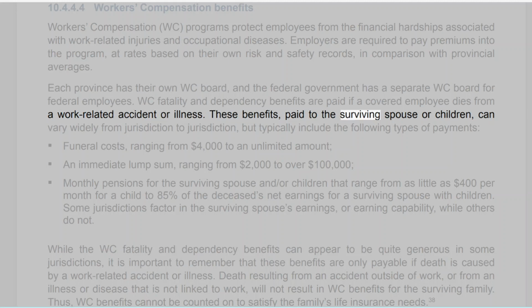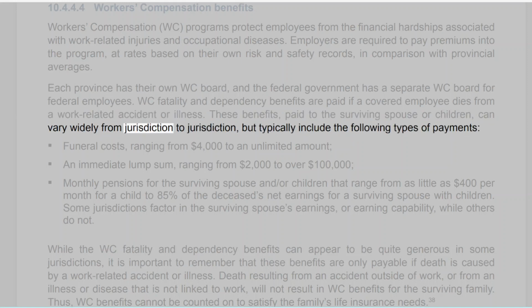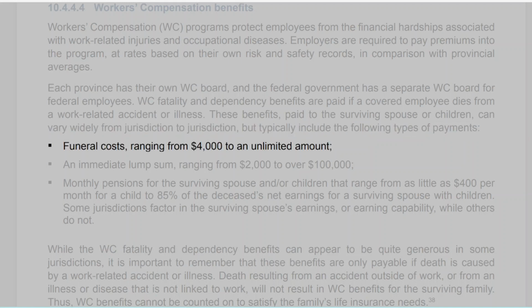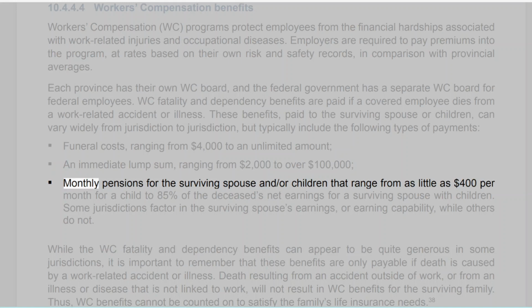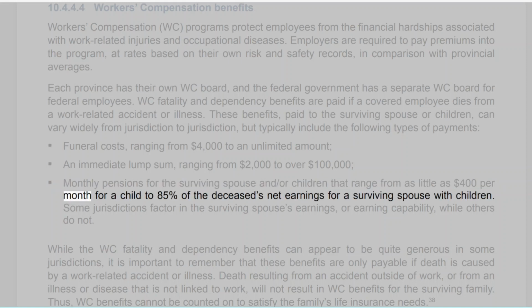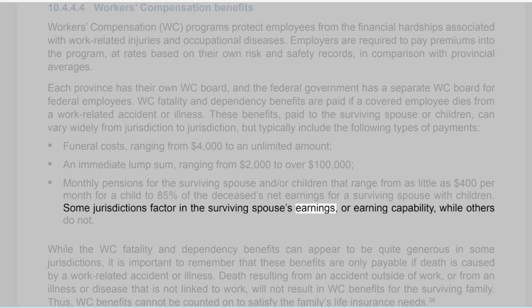These benefits, paid to the surviving spouse or children, can vary widely from jurisdiction to jurisdiction, but typically include the following types of payments. Funeral costs, ranging from $4,000 to an unlimited amount. An immediate lump sum, ranging from $2,000 to over $100,000. Monthly pensions for the surviving spouse and or children that range from as little as $400 per month for a child to 85% of the deceased's net earnings for a surviving spouse with children. Some jurisdictions factor in the surviving spouse's earnings or earning capability, while others do not.